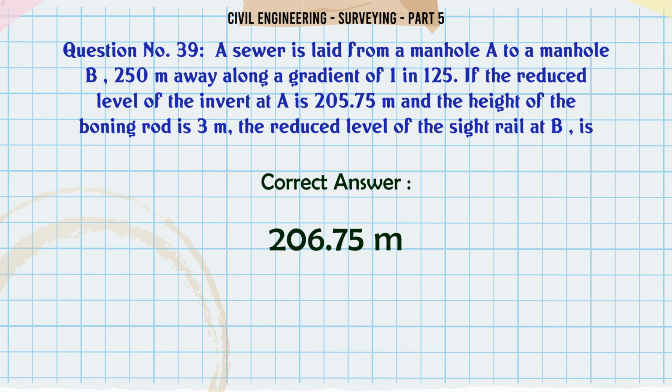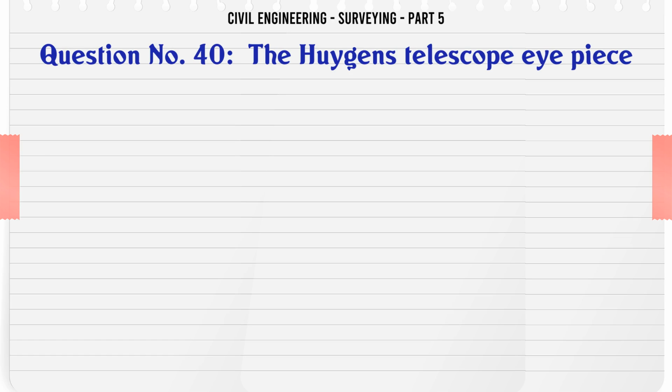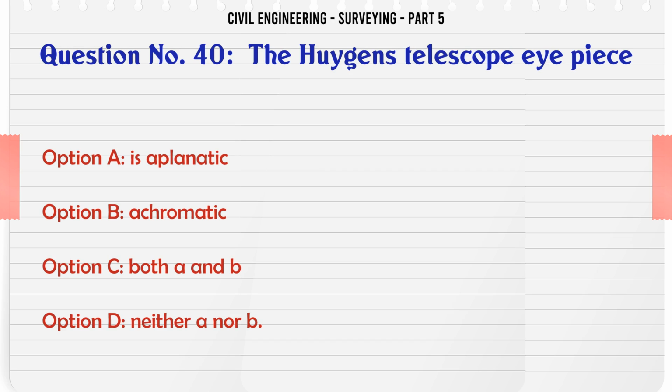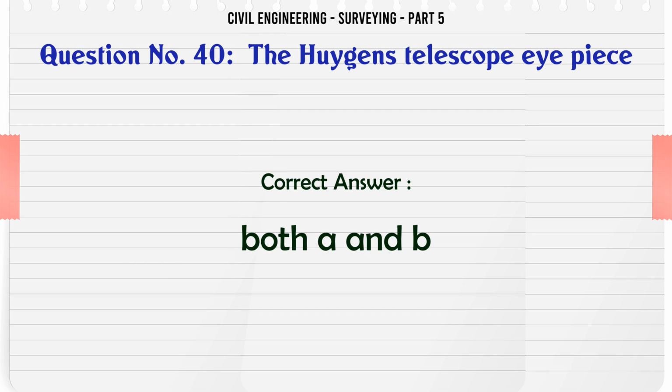206.75 m. The Huygens telescope eyepiece A, is aplanatic, B, achromatic, C, both A and B, D, neither A nor B. The correct answer is both A and B.